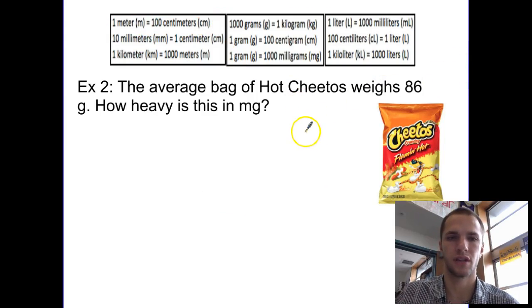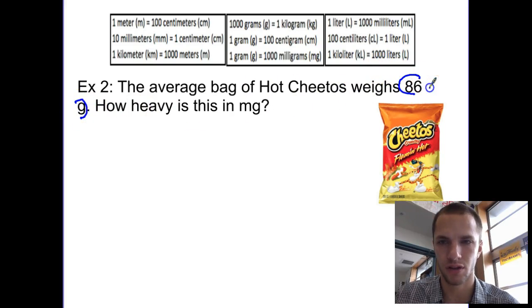So this problem says, the average bag of hot Cheetos weighs 86 grams. How heavy is this in mg? So first thing, circle my given, 86 grams. I'm just going to write the G up here to make it clear. And what's my unknown? How heavy is this in milligrams?